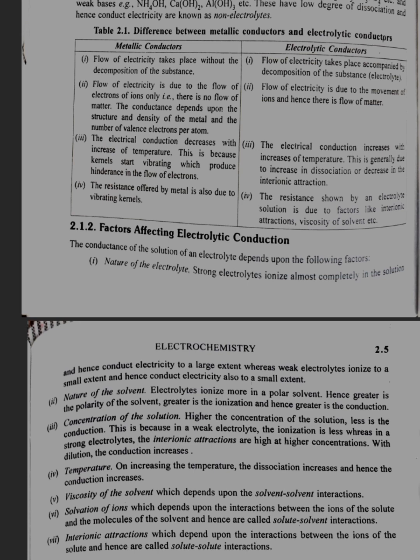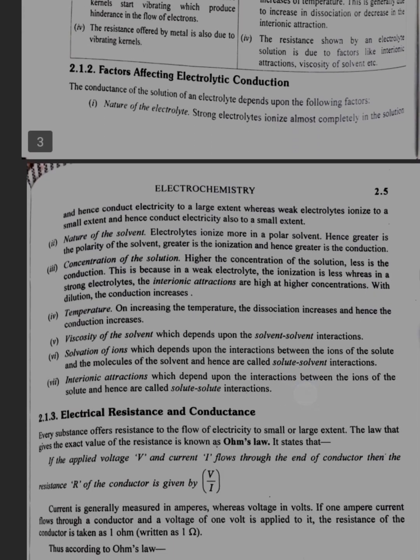Strong electrolytes ionize almost completely in solution and hence conduct electricity to a large extent, whereas weak electrolytes ionize to a small extent and hence conduct electricity to a small extent. Nature of solvent: electrolytes ionize more in polar solvents, hence the greater the polarity of the solvent, the greater the ionization and hence the greater the conduction.